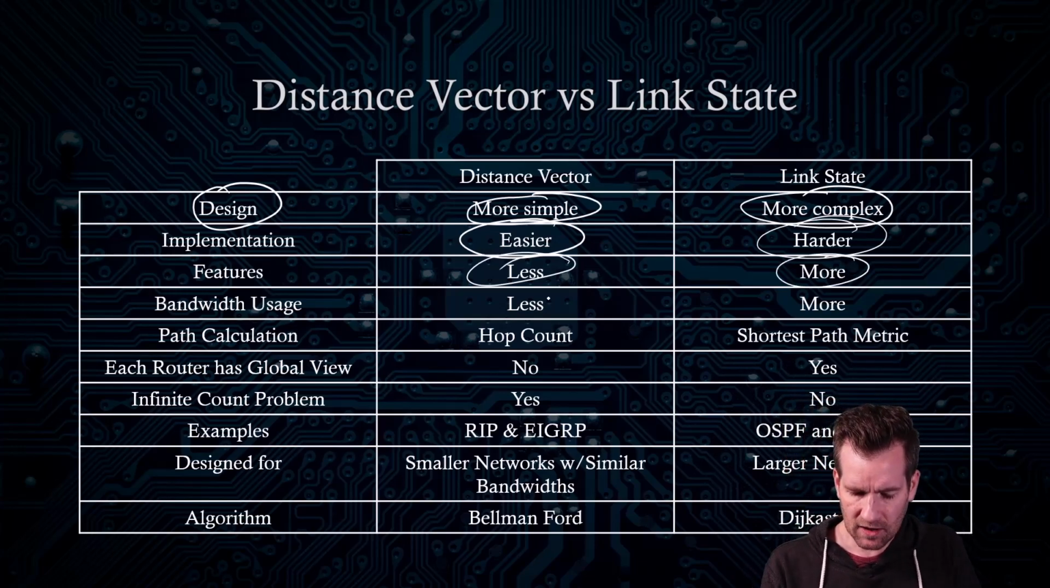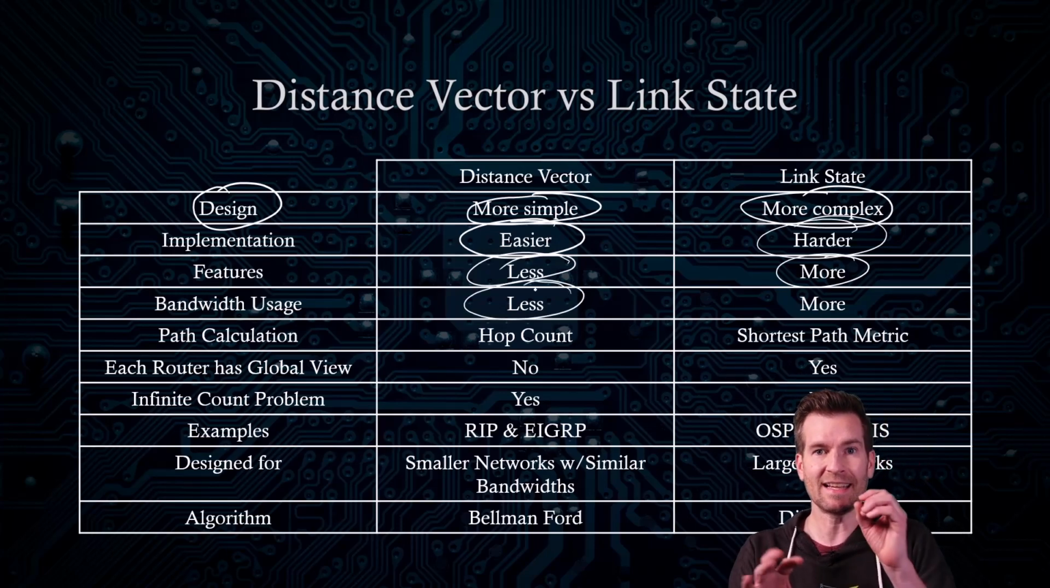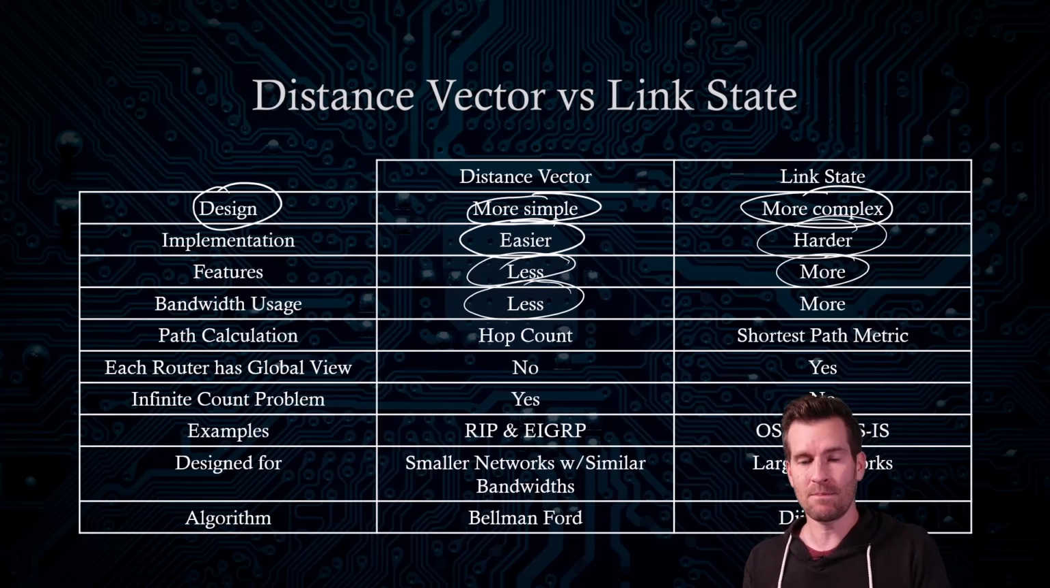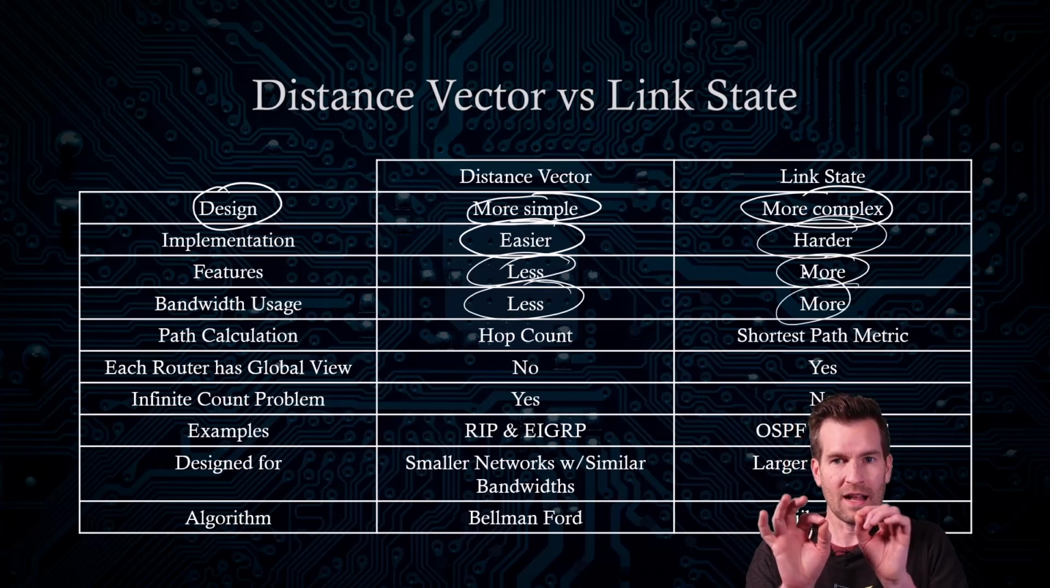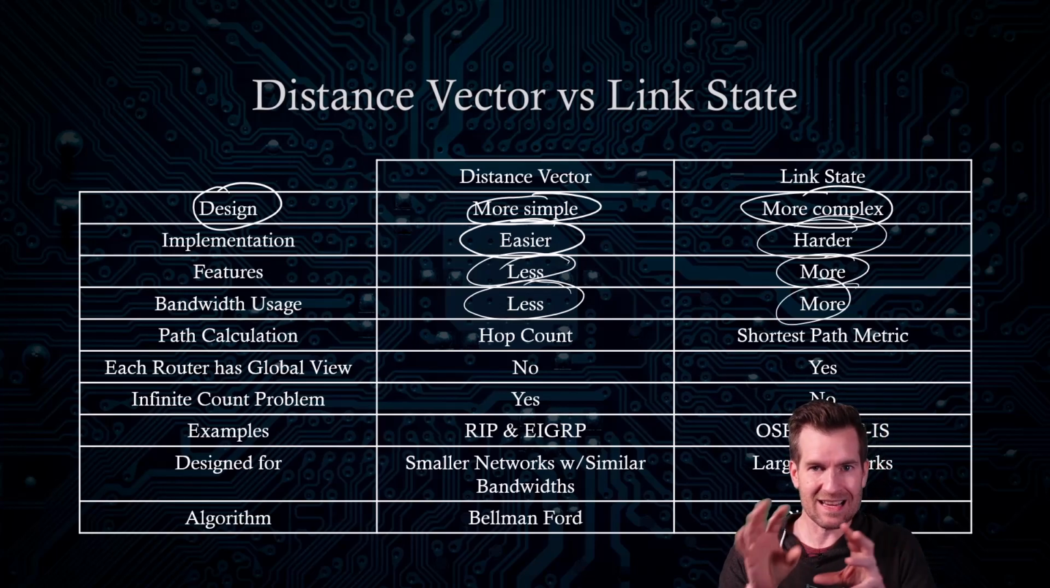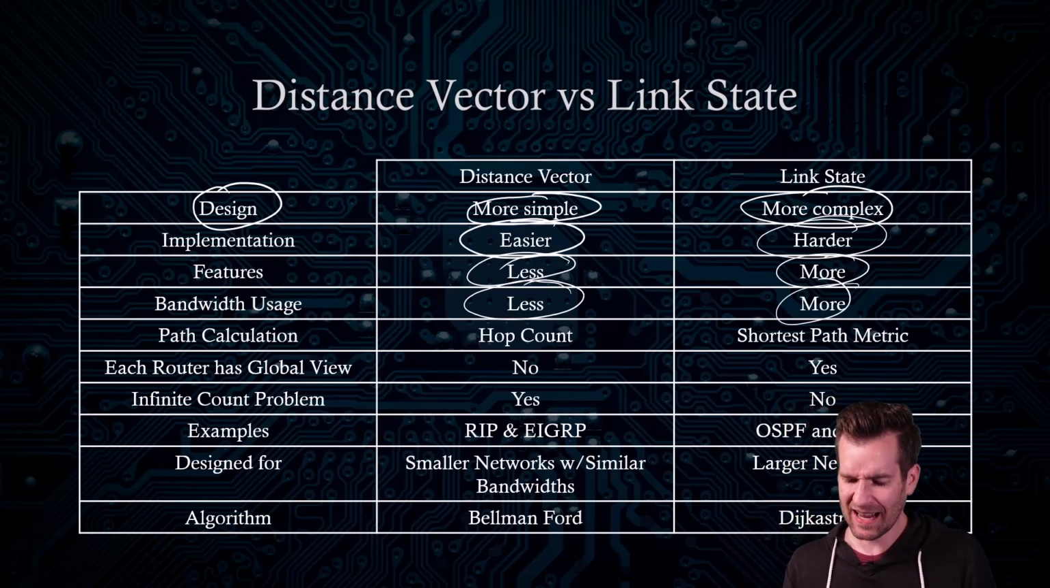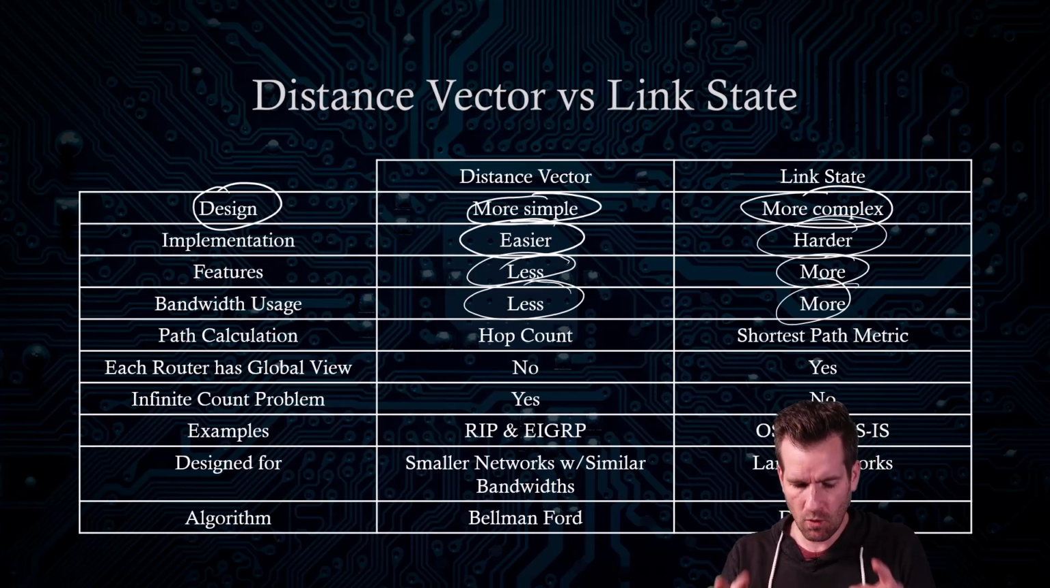Distance vector tends to have less features involved, whereas link state tends to have more features that are involved. The distance vector tends to have less bandwidth usage because there's less updates that are being sent back and forth, versus link state has a lot more smaller pieces of traffic that's being sent all the time. And so it tends to be more chatty, it sends more information.